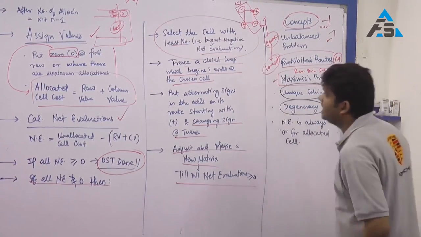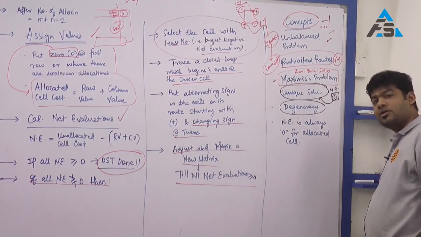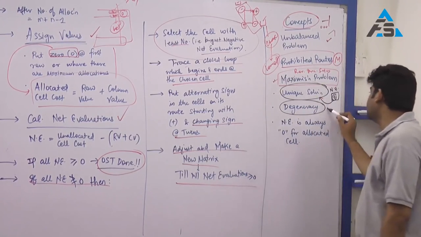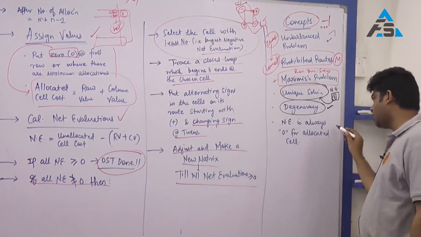Then comes degeneracy. We have already tackled it, where the number of allocations is not equal to m plus n minus 1. We will say it is degenerate, and we will try to equalize that.